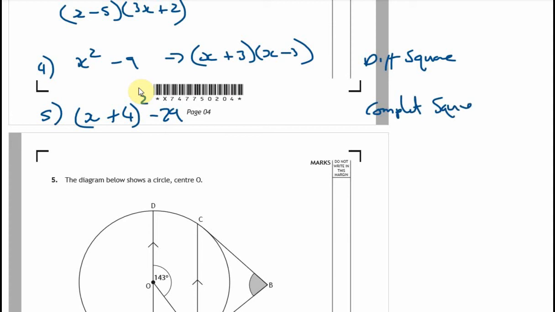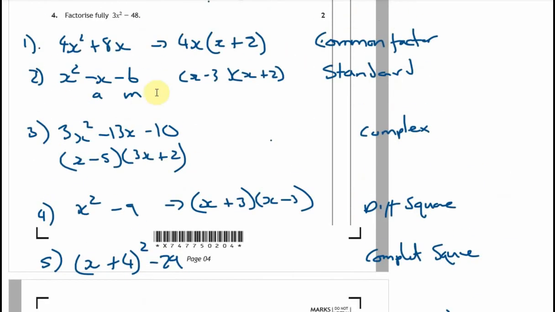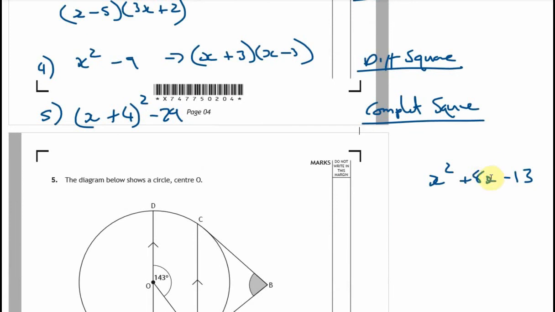But just a little bit of a recap on why that is. If we were given something like x squared plus 8x minus 13, we might think that's just our standard version. So we've got a common factor, standard, complex, difference of two squares, and complete the square. We might say, oh, this is just standard. But what adds to give us 8 and multiplies to give us minus 13 doesn't work. So we look at this term separately, and we halve this 8. So we end up saying x is 4 and x is 4.